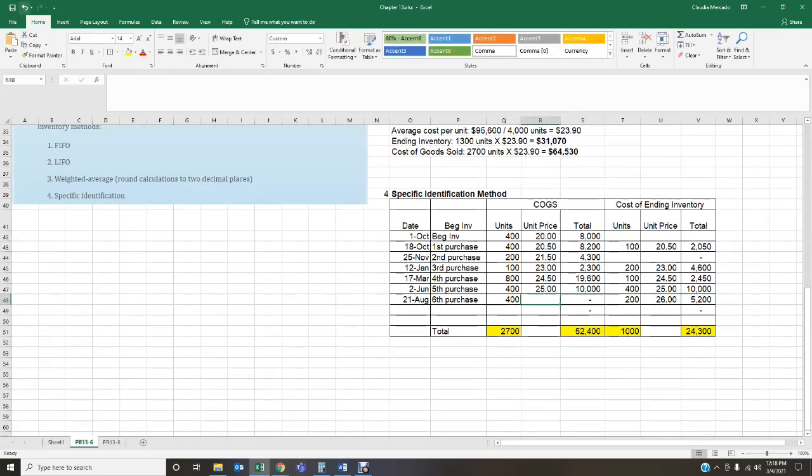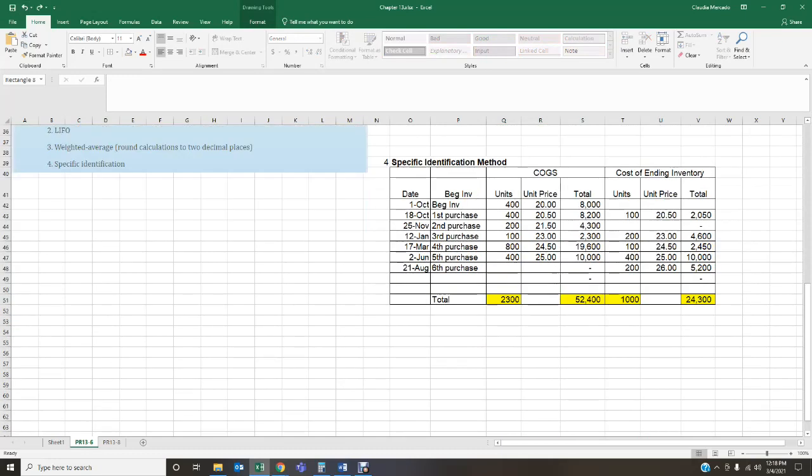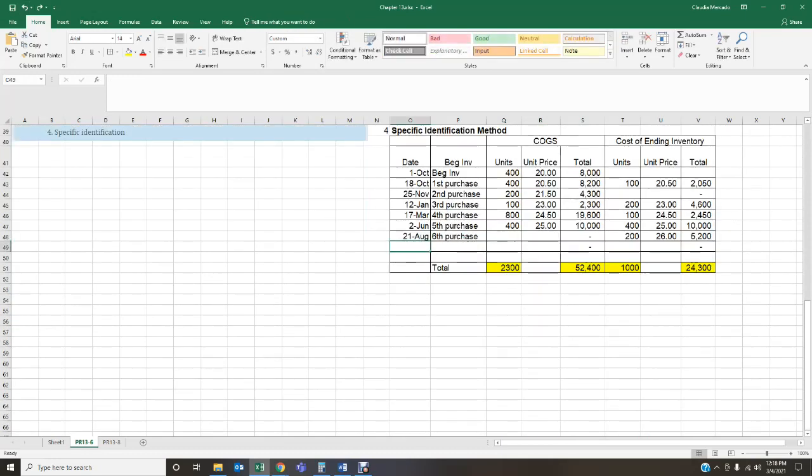Oh, I put it in the wrong column. Let me see. 6th purchase. Yes, it should be the 7th purchase. Okay, September the 27th. This is the 7th purchase. Good thing I can go back. So on that 7th purchase, I have 400 that I sold at $27 apiece, and then I have 300 left over in my warehouse at $27 apiece.